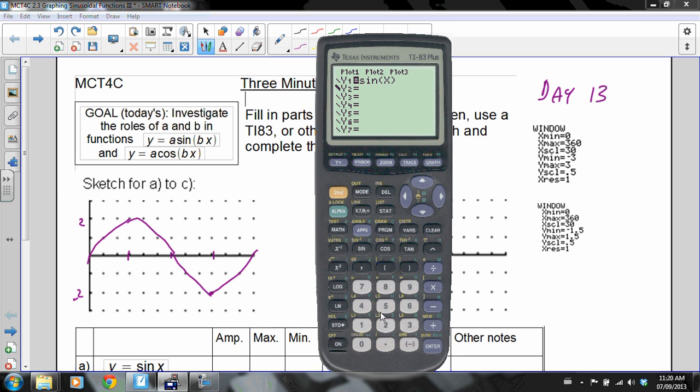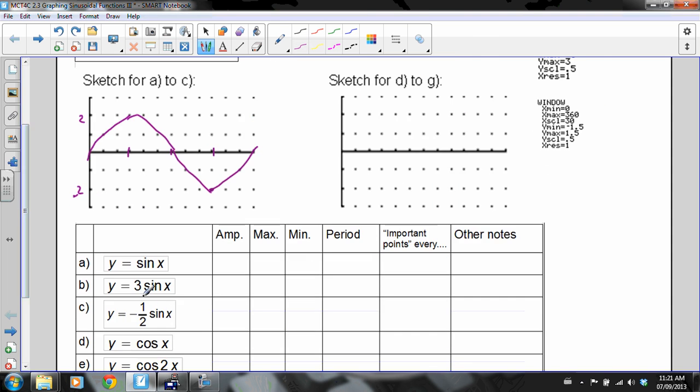What do we got? We got 3 sine x graph, and you see the difference. This one looks like the bumps are higher, right? It's been stretched vertically, and that makes sense because the 3's out front. It's not in with the x. So just like when we talked about the parabolas last day, review of earlier grades, when the 3's out front and we're multiplying, it gets bigger, right?